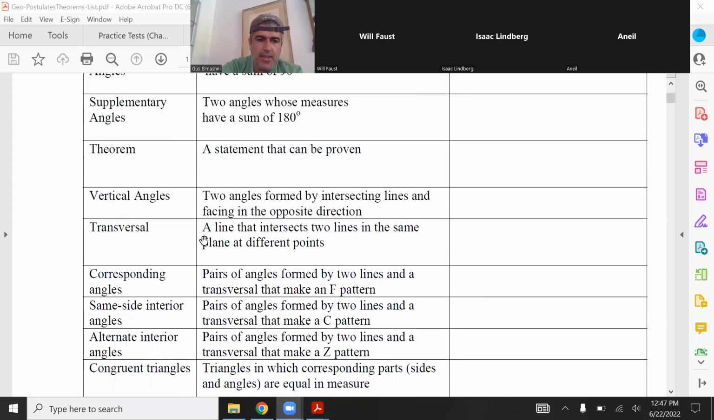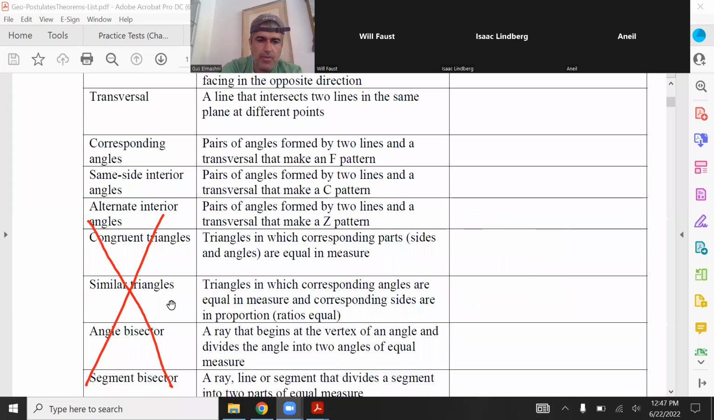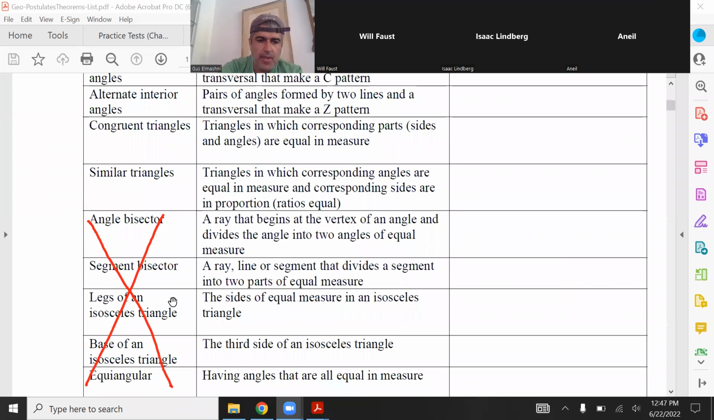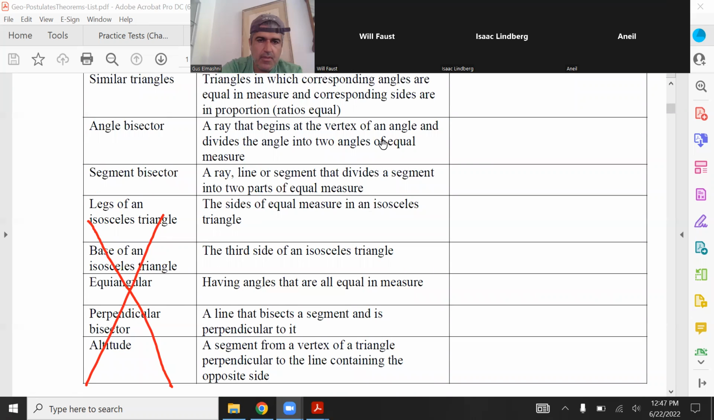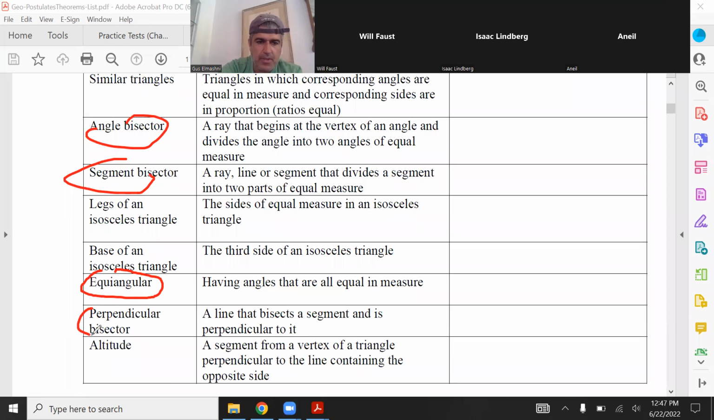We have not done these. We'll do that, I believe, next week, or maybe this Friday. Yeah, we've not done any of these, but we have talked about equal angles. We have talked about segment bisector and angle bisector. Haven't really talked about perpendicular bisector, but that's pretty straightforward.